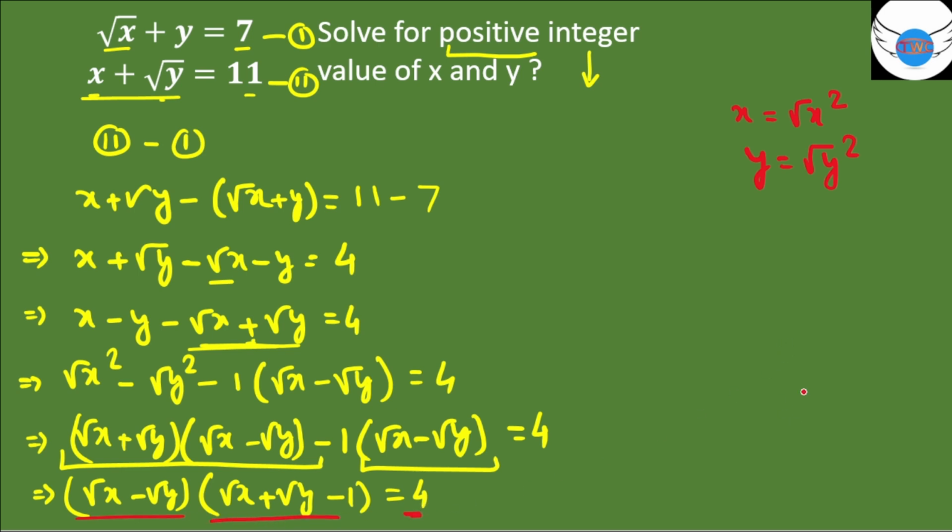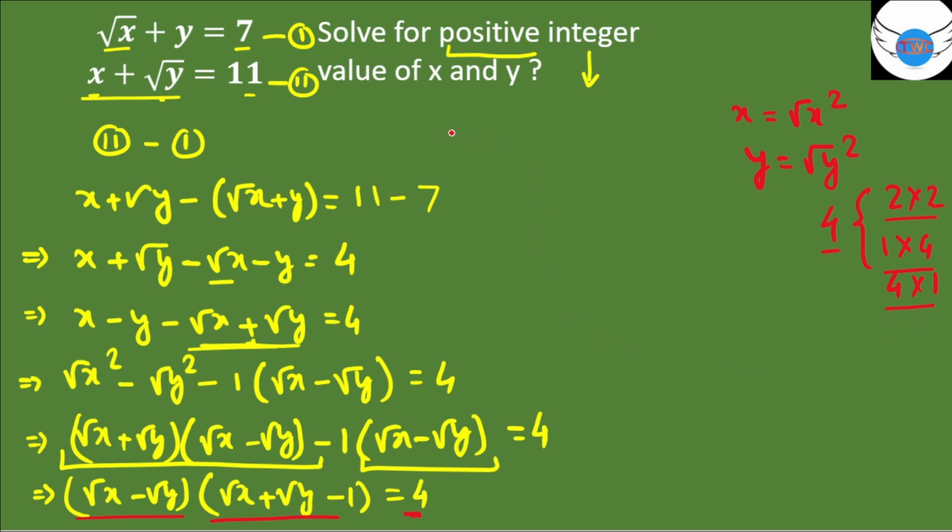Now 4 can be factorized as 2 multiplied by 2, next 1 multiplied by 4, and the third will be 4 multiplied by 1. So the factorizations of 4 are 3 sets: 2 multiplied by 2, 1 multiplied by 4, and 4 multiplied by 1. So the two terms will be either 2 and 2, 1 and 4, or 4 and 1.